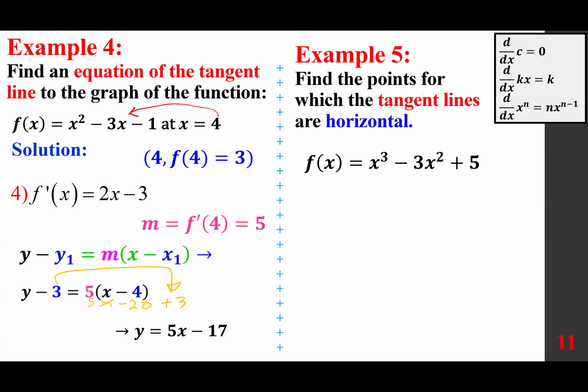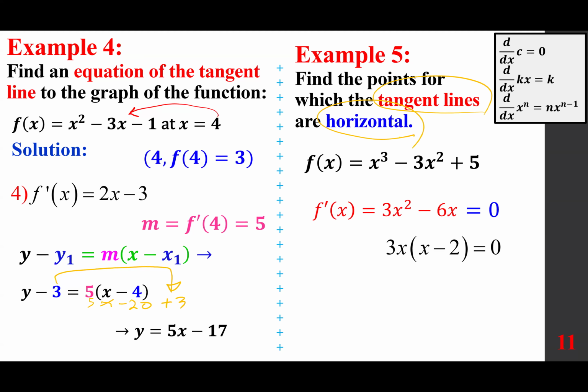Find the points for which the tangent lines are horizontal. So there are 2 points here. As far as the tangent lines, that means you need the slope, you have to differentiate. So you get 3x squared minus 6x. As far as the tangent line being horizontal, you know the slope is 0. You set it equal to 0. Now you factor the 3x out. And x is either 0 or 2.